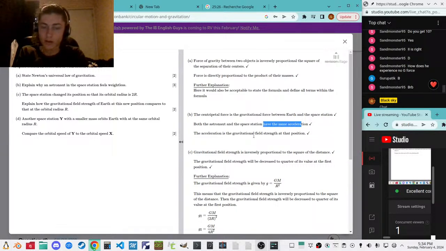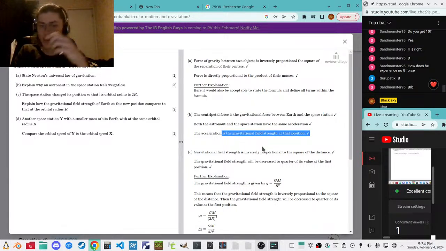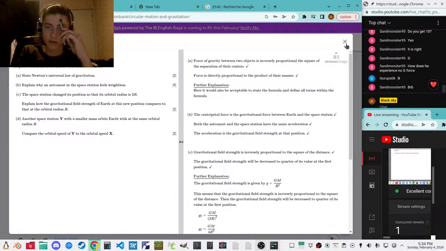Oh, and the space, no, it's not. Acceleration and the gravitational field strength. What? The acceleration is the gravitational field strength at that position. Therefore, you don't feel it.